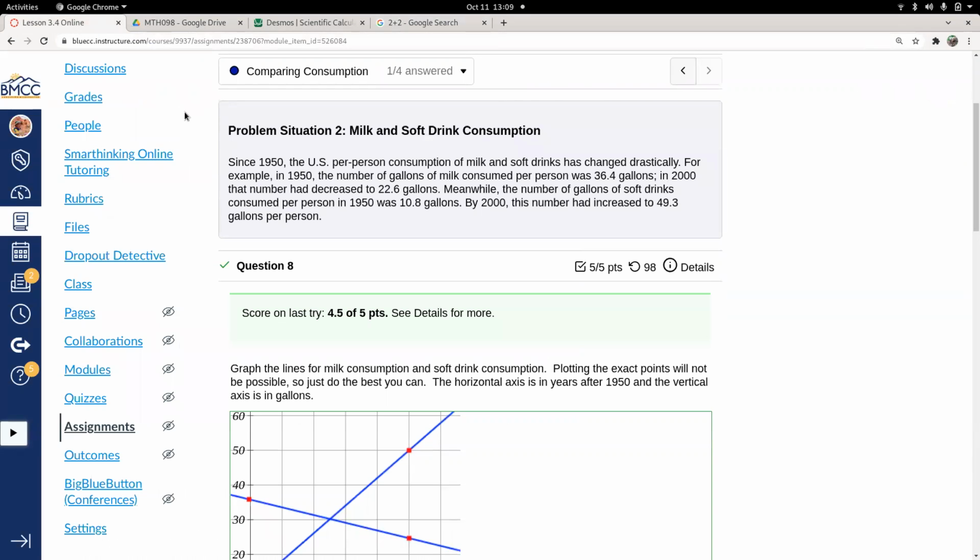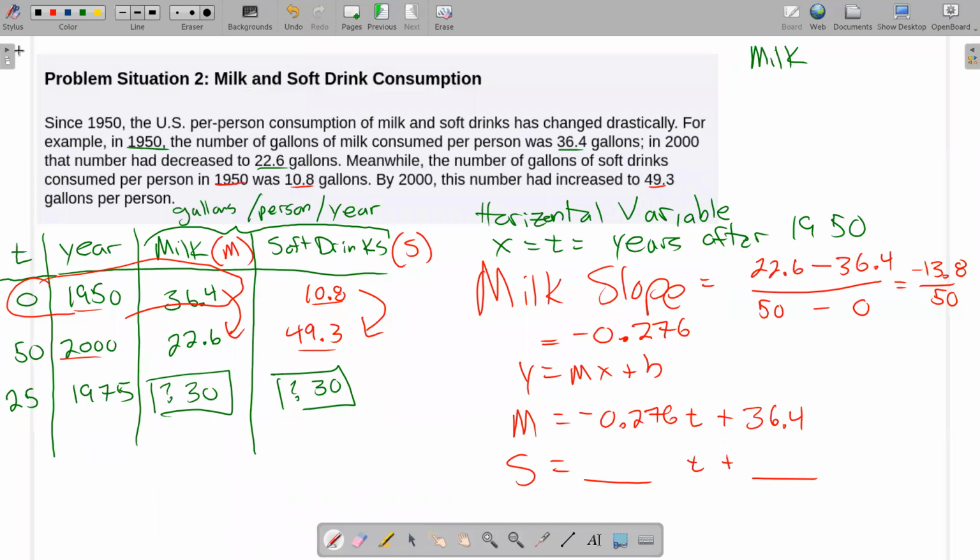So for soft drinks, my equation would be 0.77 T plus the starting amount, which was the 10.8. So those are my two equations that I have to work with. And then the last step for this problem is to actually calculate instead of guess when are they the same. So let's do that.